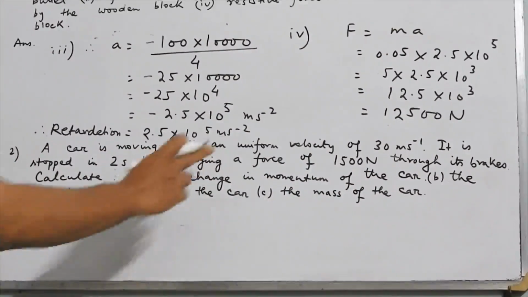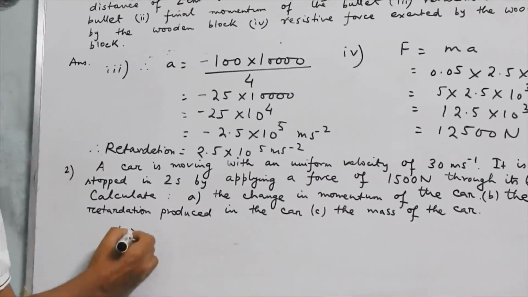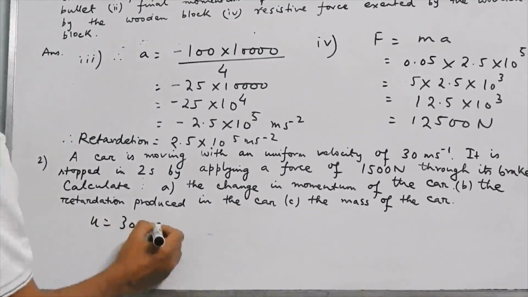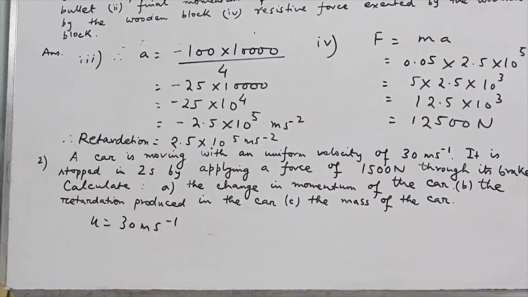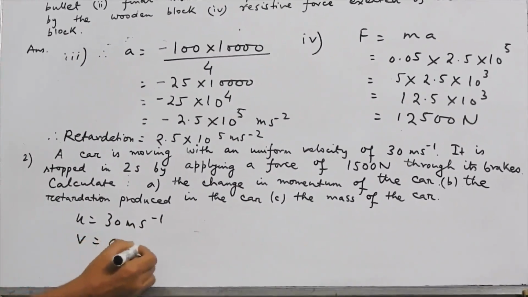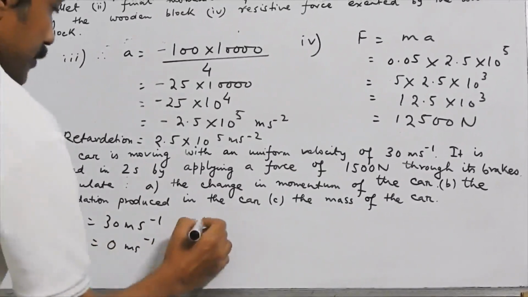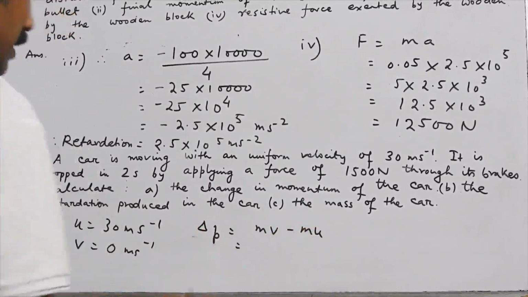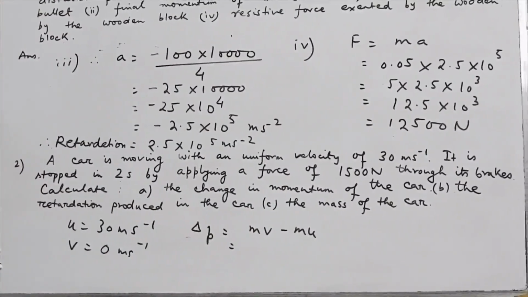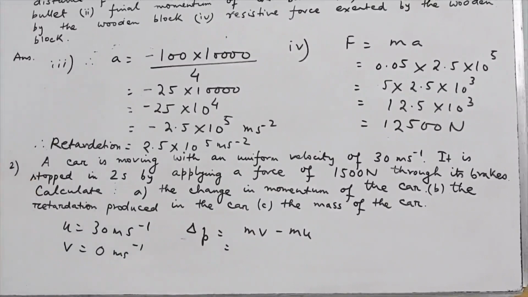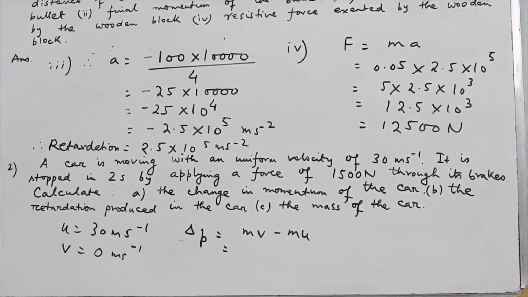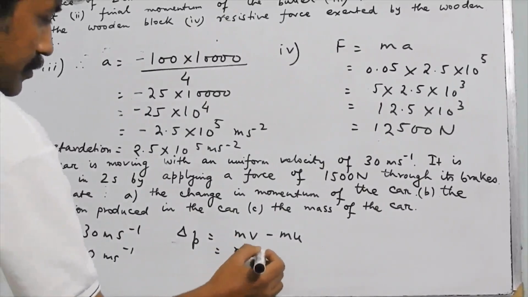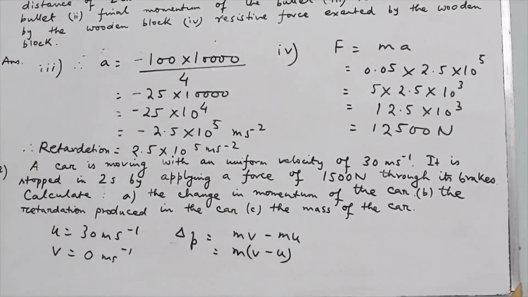So uniform velocity of 30 meters per second, that is the initial velocity u, is 30 meters per second. And obviously because it has been stopped by applying brakes, the final velocity is 0. So the change in momentum delta p is equal to final momentum minus initial momentum. Final momentum will be m into 0. But in this case, if you observe, you don't have the value of m. So you can keep it in this manner.